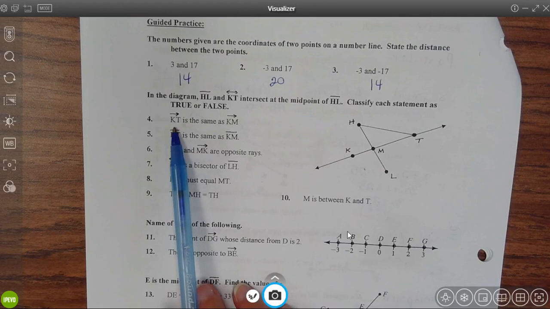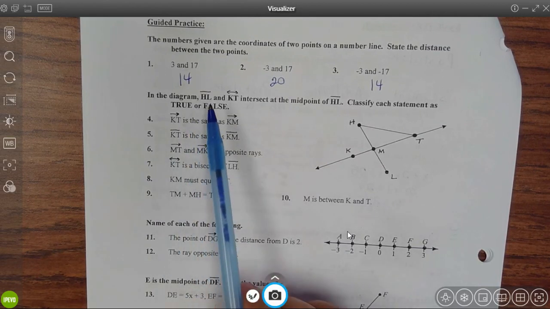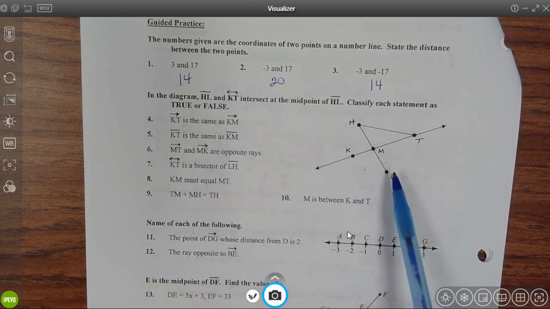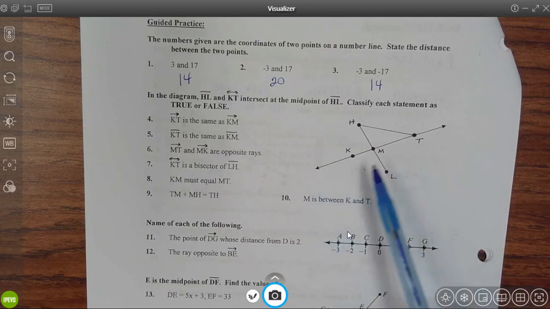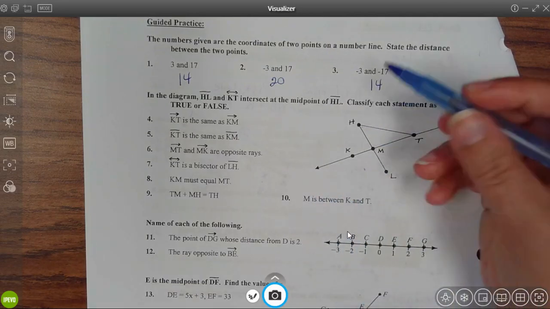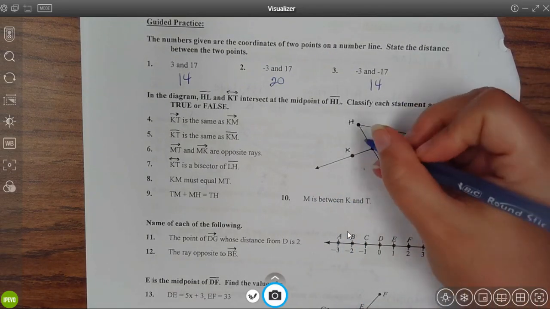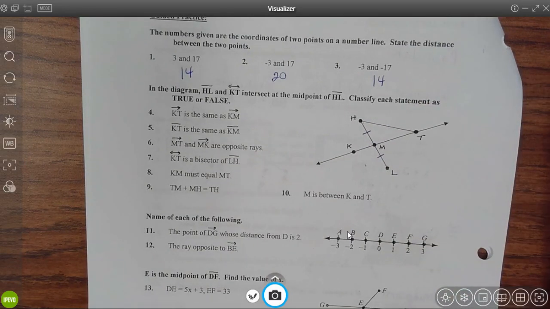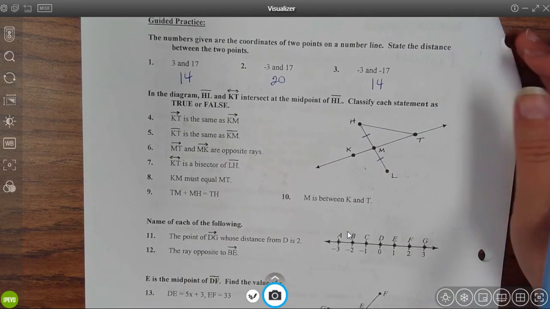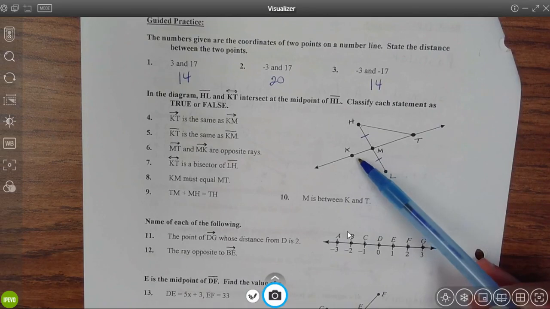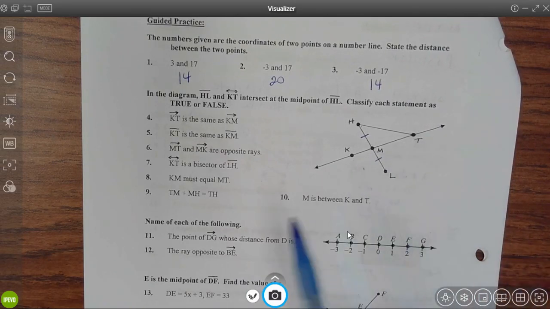Number 4, we're looking at true or false here. Now, if we've read the directions, it says segment HL and line KT intersect at the midpoint of HL. So that means M is the midpoint of HL. So HM and ML have to be congruent. It does not mean that M is the midpoint of segment KT.